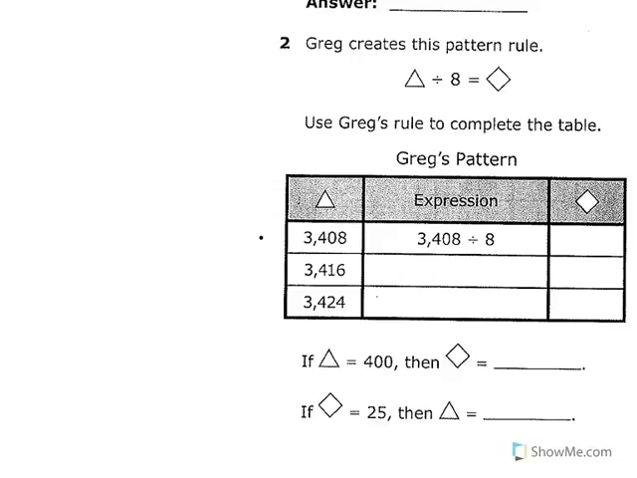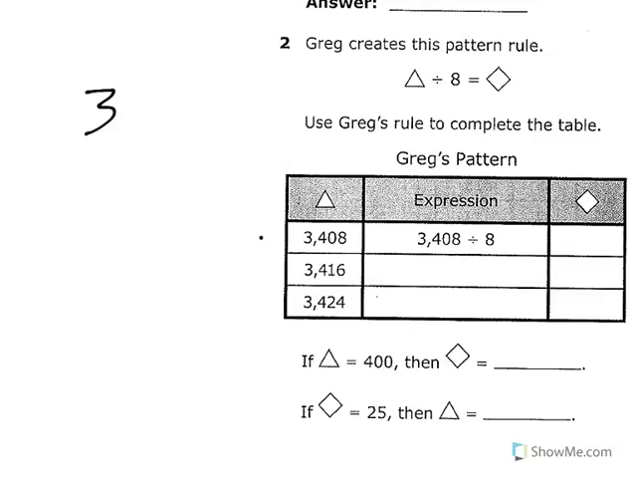Okay, Greg creates this pattern rule. It says triangle divided by 8 equals square. Use Greg's rule to complete the table. Okay, Greg's pattern. It's got 3,408 triangles. So what we need to do is 3,408 divided by 8.